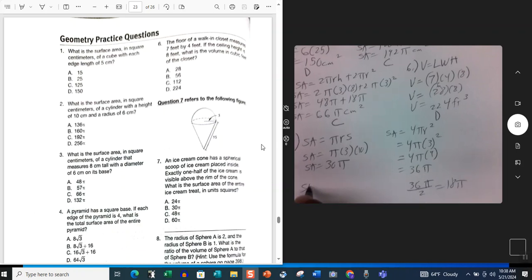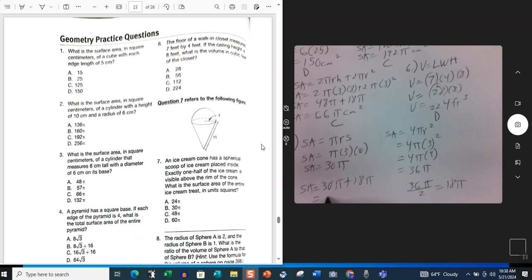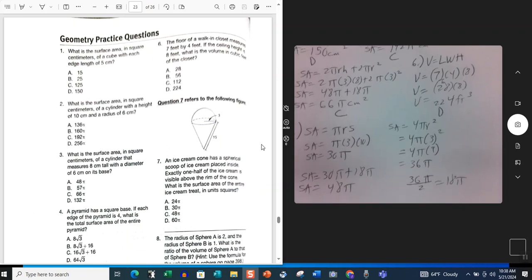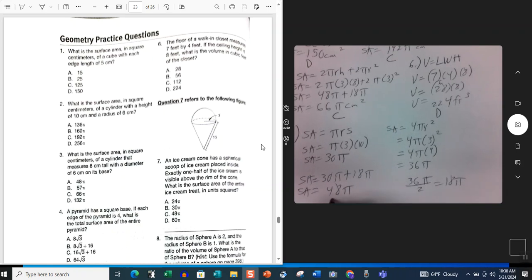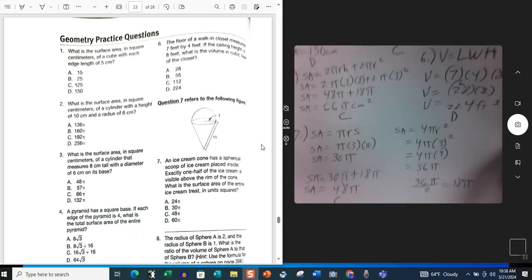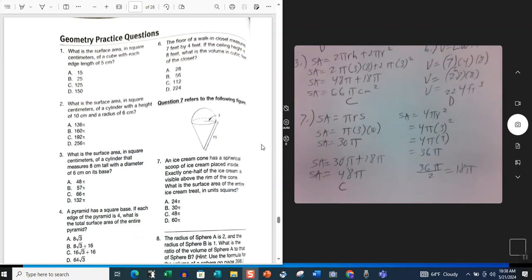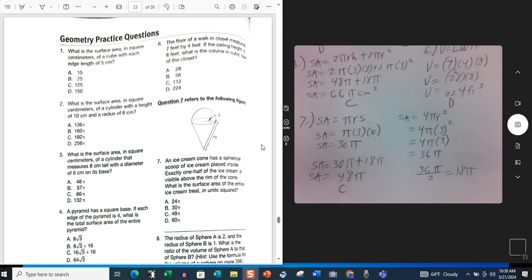So now we would do the surface area of the whole figure by adding these two together. So this would give us 48 pi. That would be our surface area, and then our answer here would be C. So that took care of problem number 7.